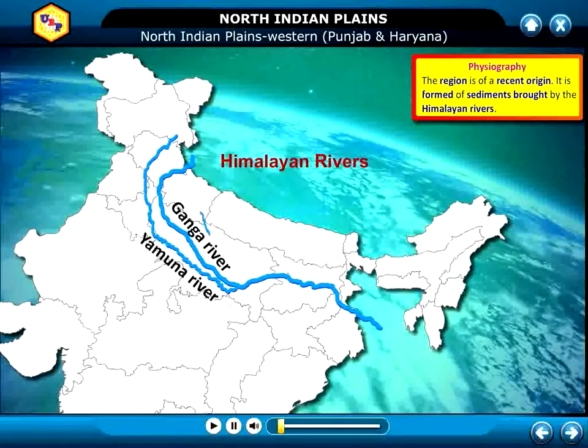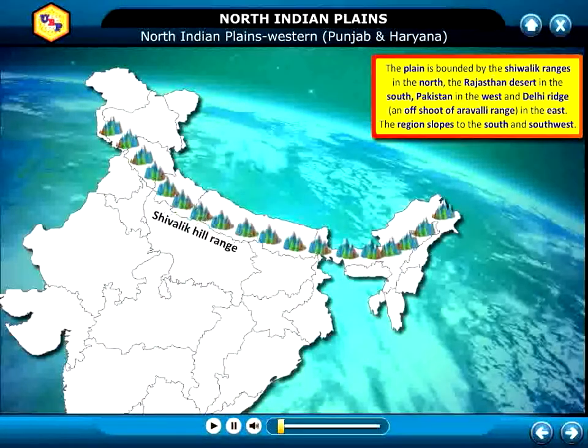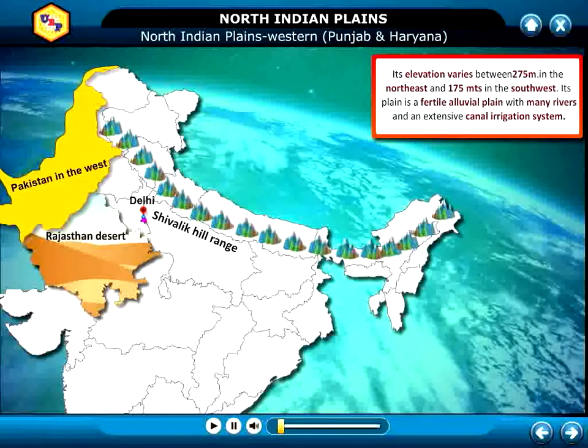Physiography. The region is of recent origin. It is formed of sediments brought by the Himalayan rivers. The plain is bounded by the Shivalik ranges in the north, the Rajasthan desert in the south, Pakistan in the west, and Delhi Ridge, an offshoot of the Aravalli range, in the east. The region slopes to the south and southwest. Its elevation varies between 275 meters in the northeast and 175 meters in the southwest.